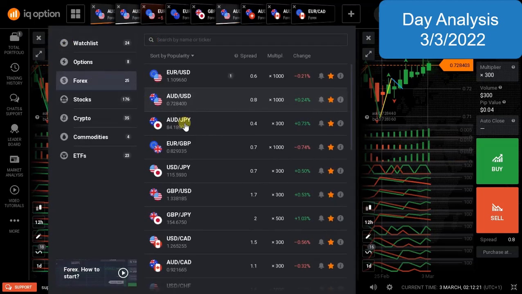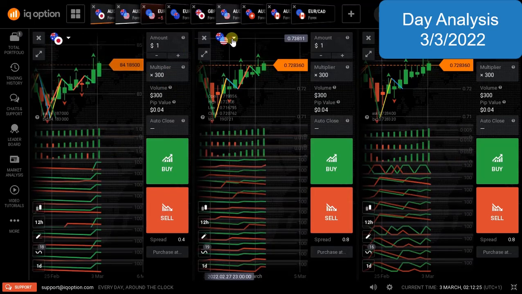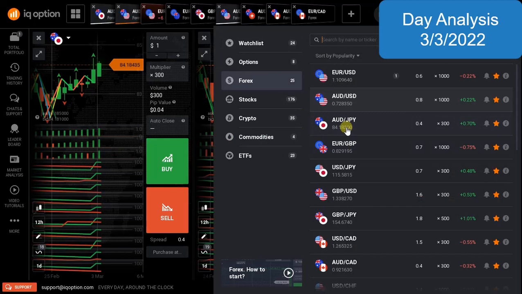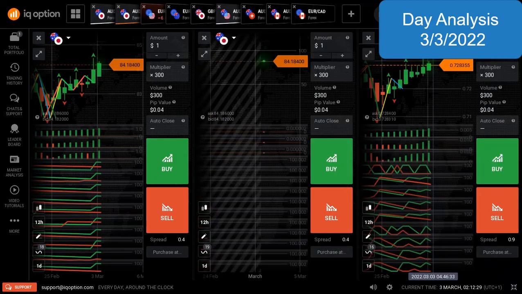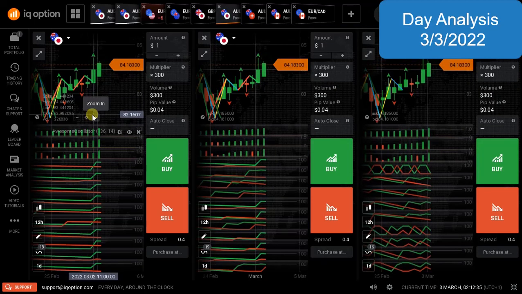Let's move on to Audi JAP. It's actually my favorite. I just like its confidence, its stability, and it has some good movement. Now Audi USD has just reached the peak. Ladies and gentlemen, yes, everyone crossed at this point and they made a lot of profits. I was in this trend too.